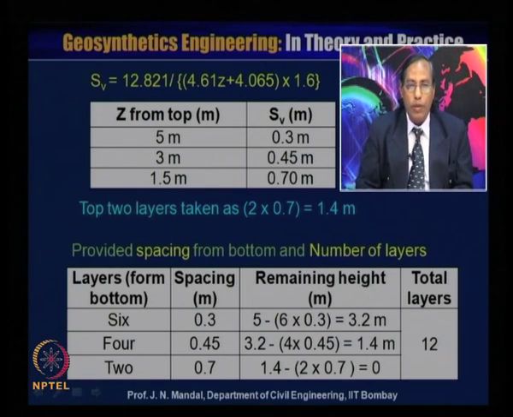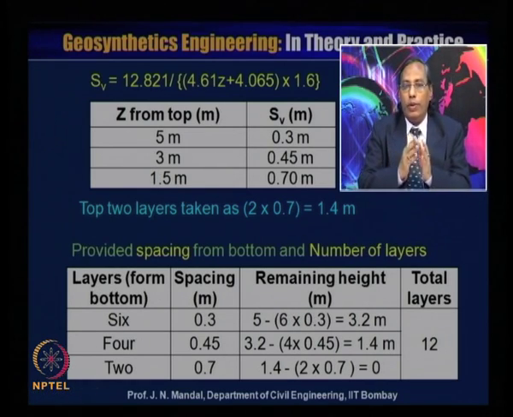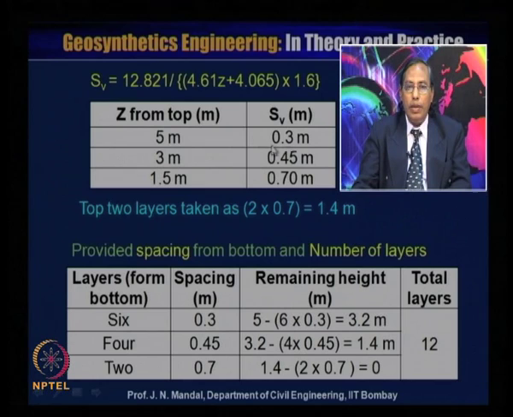Now, you have to select the Z from the top. So, we are providing 5 meter, and the spacing is 0.3 meter. When the depth Z is 5, what is SV? You substitute the value Z is equal to 5, because this is the height of the reinforcement, 5 meter. So, SV, the spacing between the reinforcement, will be 0.3 meter.